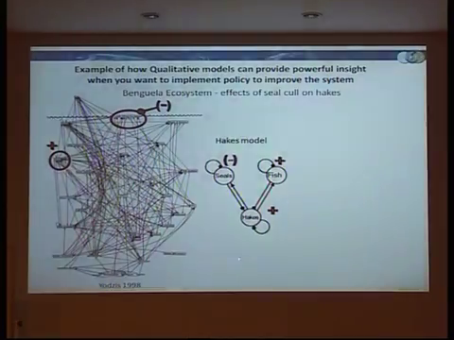So, a simple qualitative model. We've got seals eating hake, which basically drives the fishery. So we decrease seals, increase hake, increase the fishery. That's the simple qualitative model.